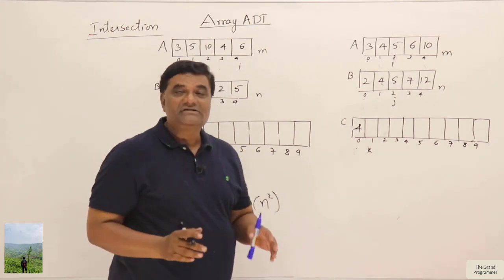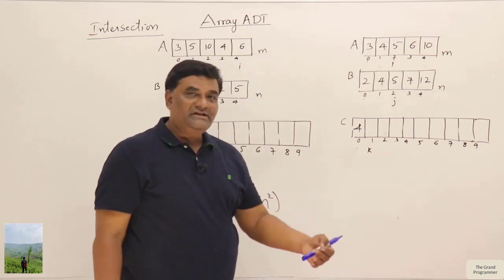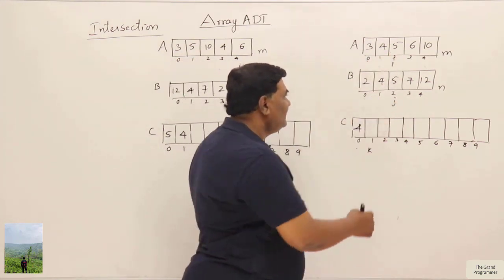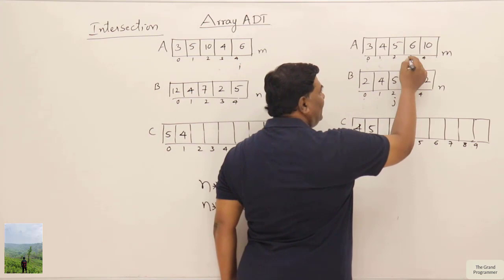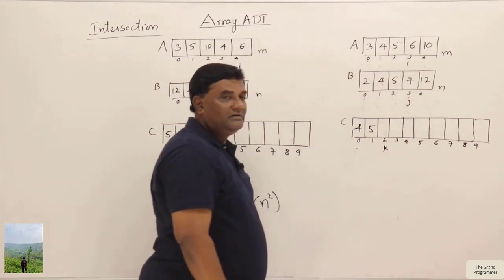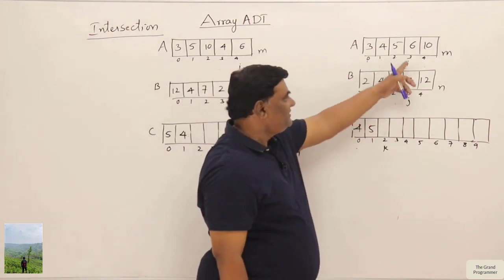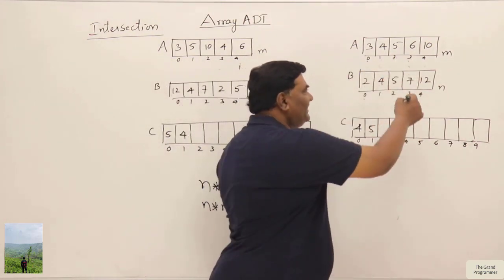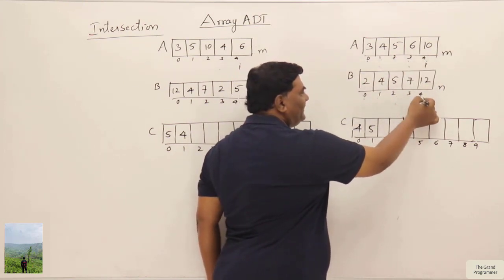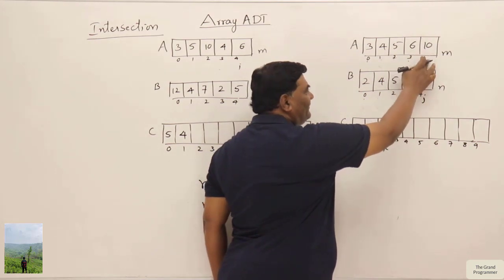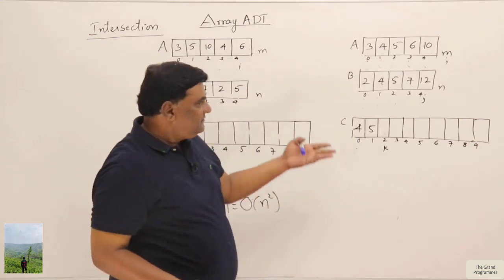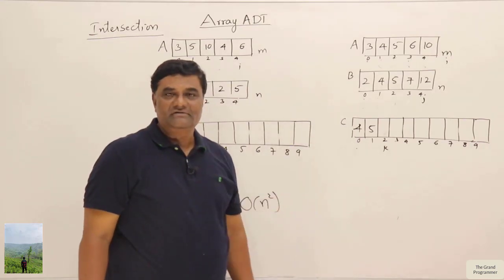This is not merging but similar to merging. So we are using that procedure. Then compare A of i with B of j. They are same. So copy that 5, move i and move j and move k. Then compare A of i with B of j. 6 is smaller. Move next. Don't copy it. Then B of j is smaller. Move next. Then A of i is smaller. Move next. Finished. That's all. Stop. Don't have to copy anything.